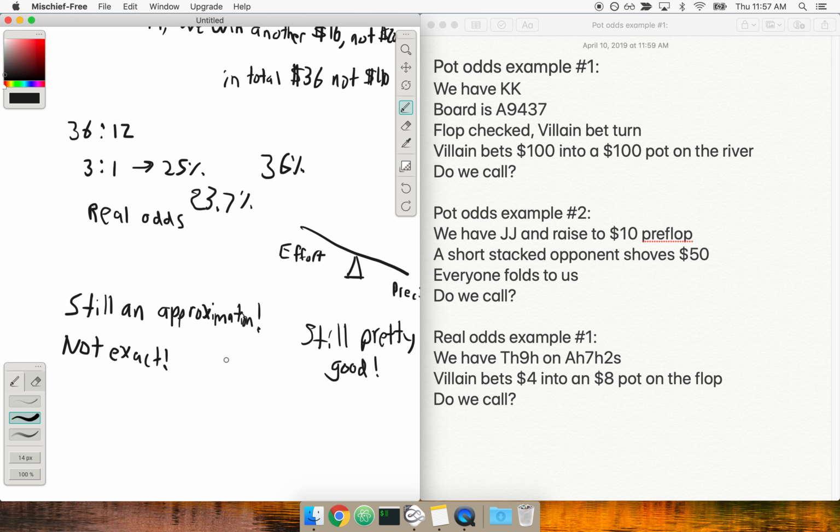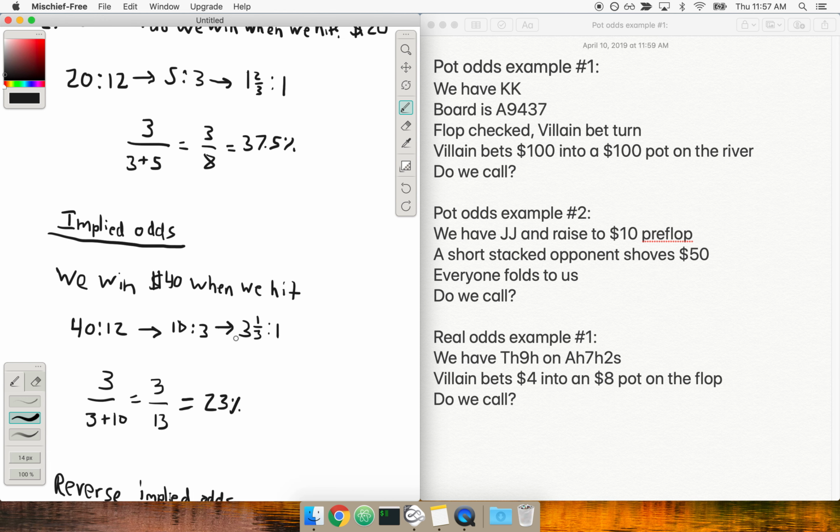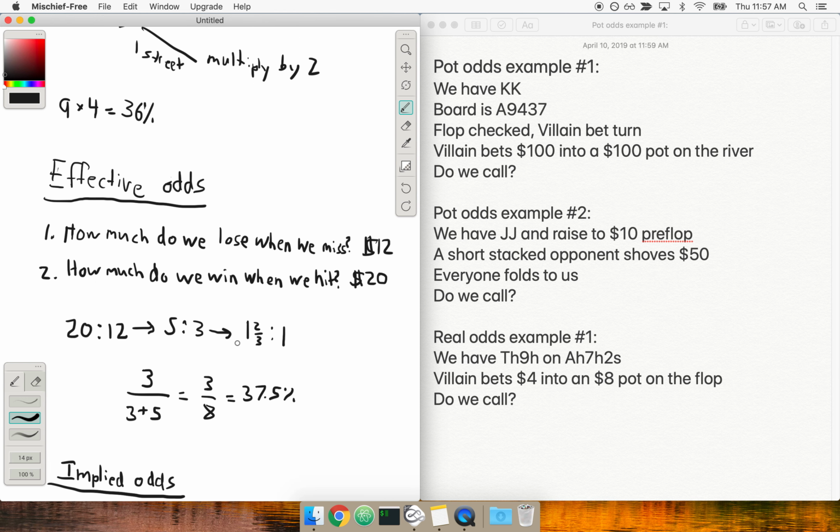So anyway, hopefully after going through all of this, we have an understanding of pot odds, implied odds, effective odds, all this stuff. And hopefully you can use this to study and improve your game.